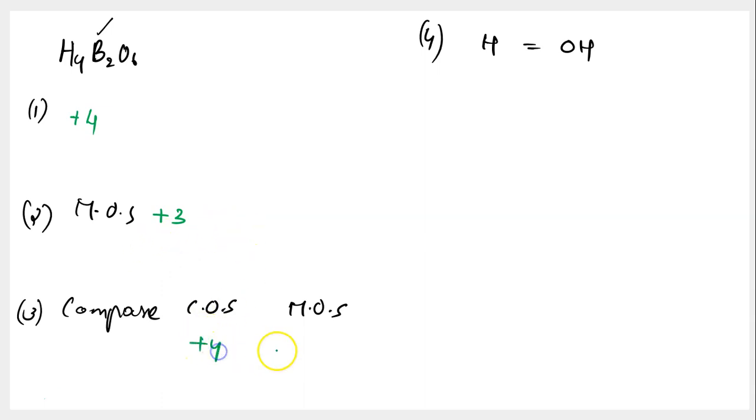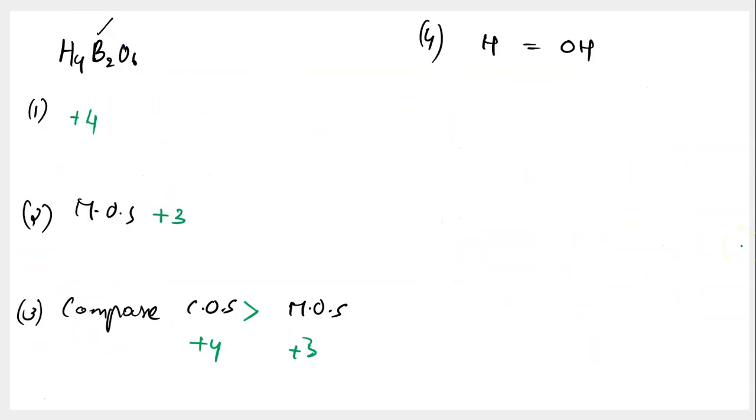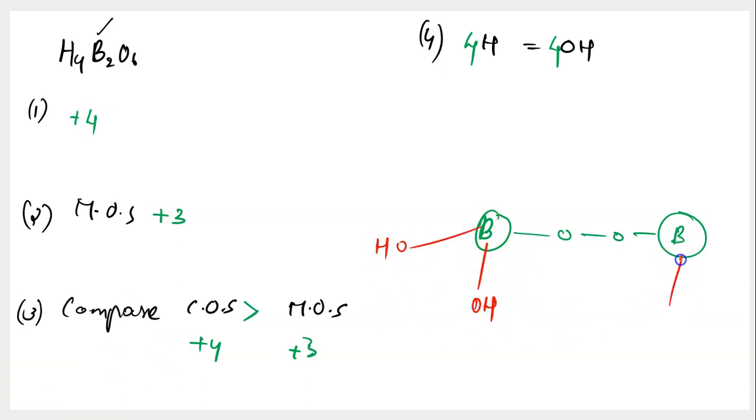If current oxidation state is plus 4 and maximum oxidation state is plus 3, it means current oxidation state is greater than maximum oxidation state. And when you have such relation, what kind of bond can you expect? You expect a peroxy bond like this, oxygen-oxygen single bond between both the central atoms. So you'll be having a boron with the 2 oxygen atoms between. And then you have totally 4 hydrogen atoms in the formula, which means 4 hydroxy groups. Because I have 4 hydroxy groups, I'll be symmetrically distributing them. 2 hydroxy groups to first boron and 2 hydroxy groups to second boron.